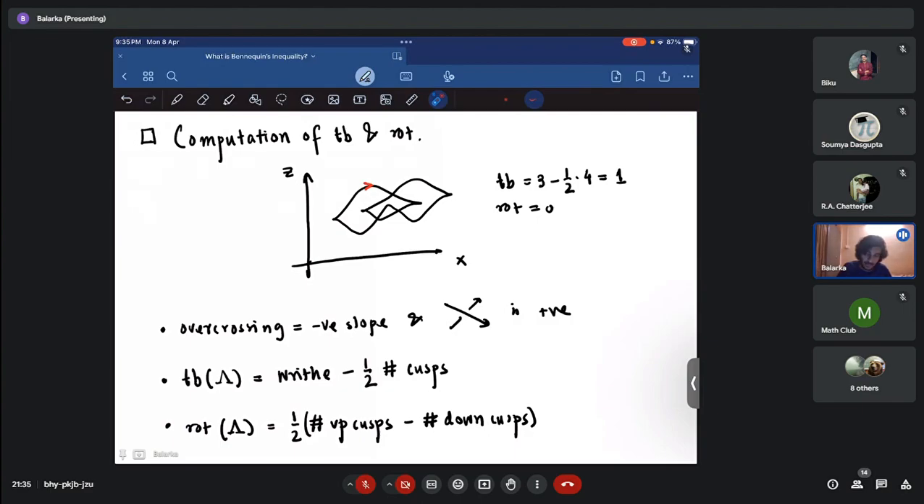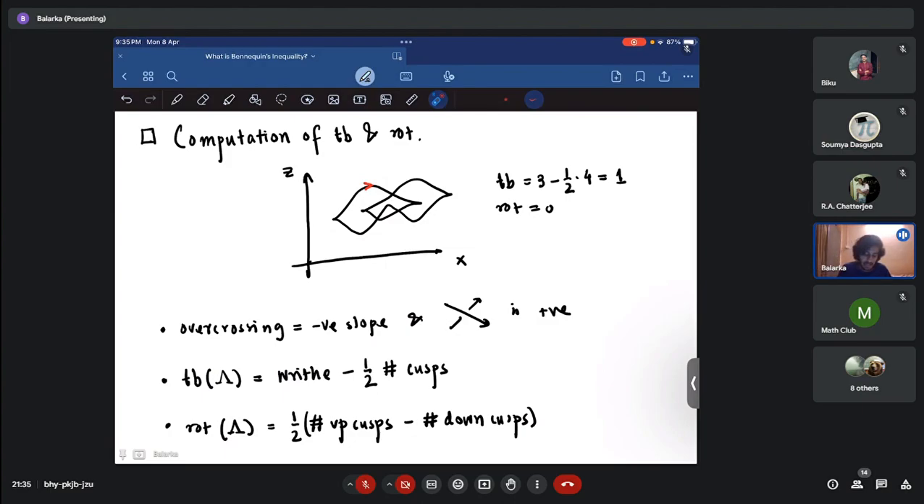And if the direction is reversed, you call it a negative crossing. The writhe of a knot or a knot diagram is the sum over all these numbers, +1, -1, +1, -1, over all crossings. That's called the writhe. You can check that the Thurston-Bennequin number and the rotation number are simply given by the following formulas. The Thurston-Bennequin number is the writhe of the wavefront diagram that you drew minus half times the number of cusps. And the rotation number is half times the number of down cusps minus the number of up cusps.